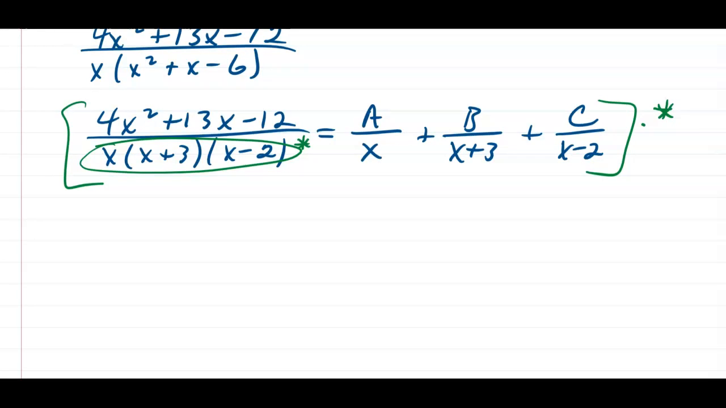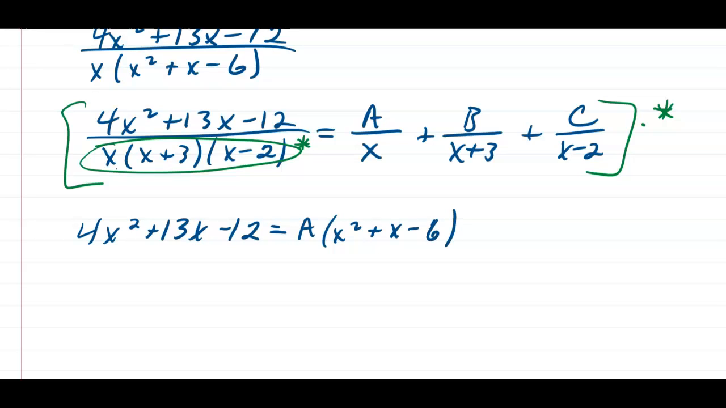The left side here is the numerator, 4x squared plus 13x minus 12. And when we multiply a over x, x will divide, it will leave the x plus 3 times the x minus 2, which is the x squared plus x minus 6 if we expand it, because we can see it's up here already. For b, we're going to have plus b times the x plus 3's divide out. We'll have x times x minus 2, which is x squared minus 2x. And then we'll have plus c times x plus 3, which is x squared plus 3x.